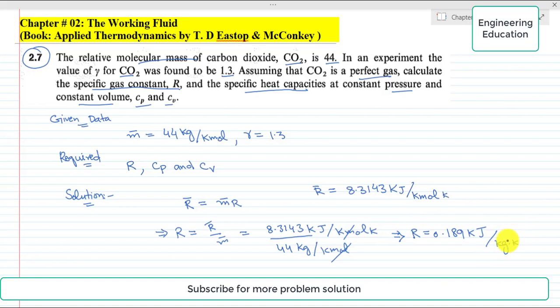Here is the difference in R and R bar. Similarly, there is a difference between the units of these terms. R bar has unit kilojoule per kilomole per kelvin, and the unit of R, our particular gas constant, is kilojoule per kilogram per kelvin.